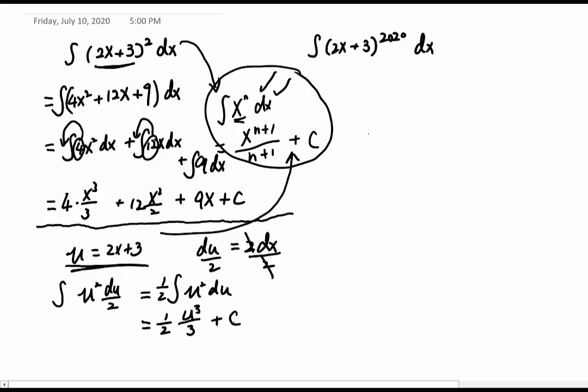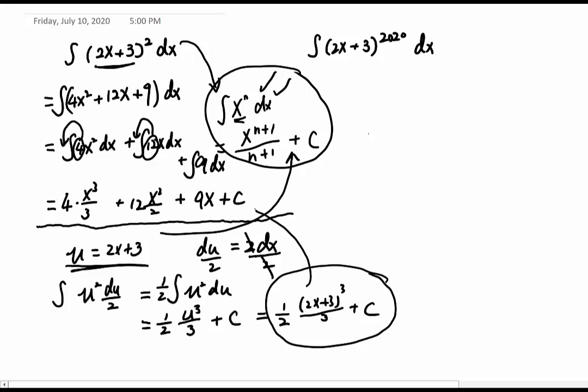We didn't finish this problem because we changed the variable. Our original problem is for x. So in order to finish this, we have to substitute x back for the u. We substitute 2x plus 3 back for the u. So right now we're going to have 2x plus 3 to the third over 3 plus c. If you expand this term, you should get exactly the same answer.